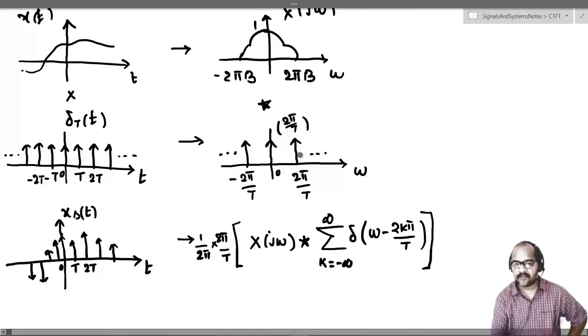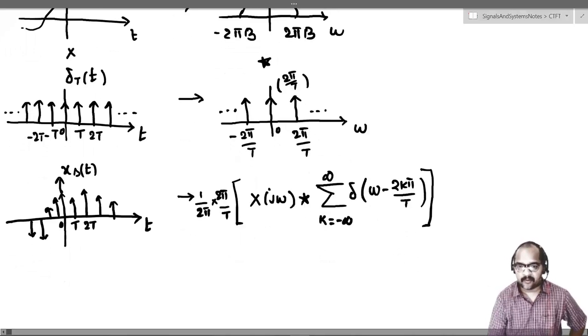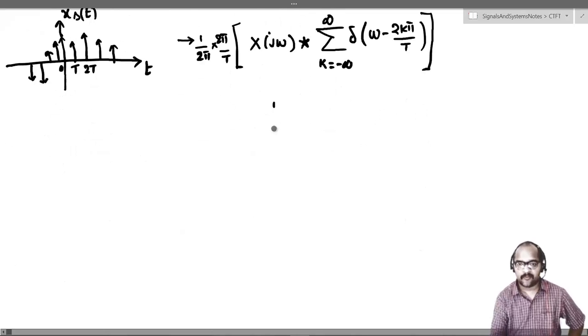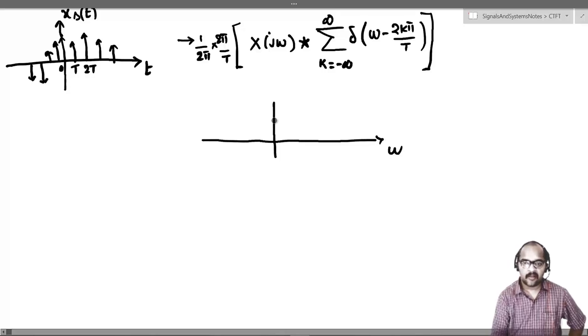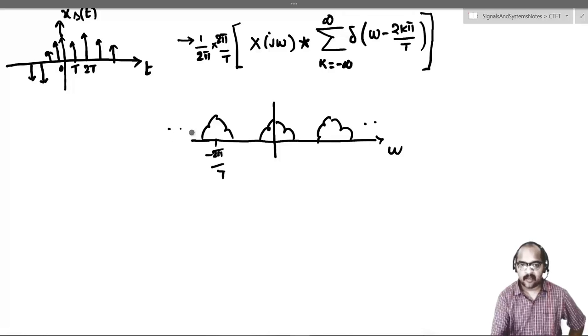Then you have to convolve x of j omega with the shifted Dirac delta. Then what do you get? You get again a shifted function x of j omega. But how much is the shift? 2 pi by T, and this process repeats. So the final Fourier transform will look like this. First the Fourier transform, then the shifted Fourier transform and so on. Even in the negative direction we have shifts. So this is minus 2 pi by T, and this is 0, and this is 2 pi by T and so on.